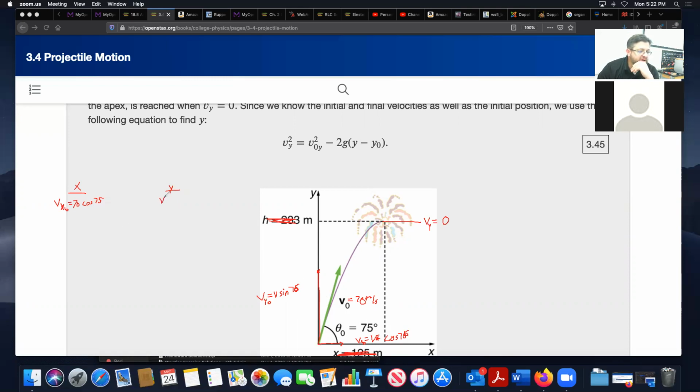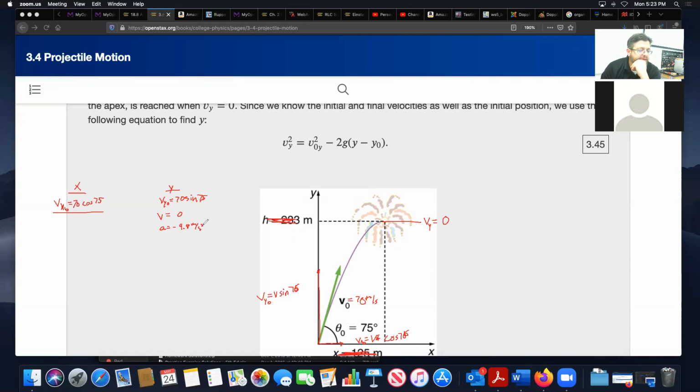My initial velocity in the y direction, Vy naught, is equal to 70 meters per second times sine of 75, right? I know that my final velocity in the y direction is equal to 0. I know that my final velocity in the x direction is the same here because it doesn't change, right? So I know my initial velocity, I know my final velocity in the y direction. Can I figure out anything else from that? Well, I also know that my acceleration is gravity, negative 9.8 meters per second squared.